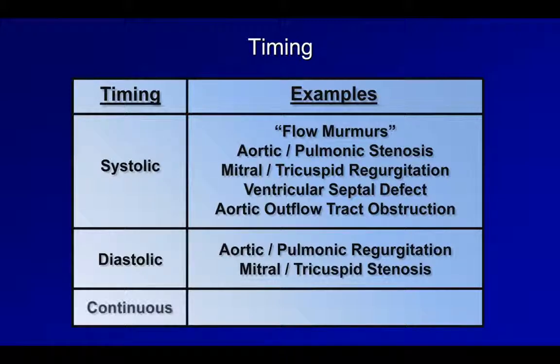Lastly, there are continuous murmurs, meaning that there are components of the murmur present in both systole and diastole. The only significant cause of this is a patent ductus arteriosus observed in infancy. Occasionally, a patient may have a systolic and separate diastolic murmur audible in the same region, leading the examiner to perceive a continuous murmur. This most commonly occurs with a combination of aortic stenosis and aortic regurgitation.